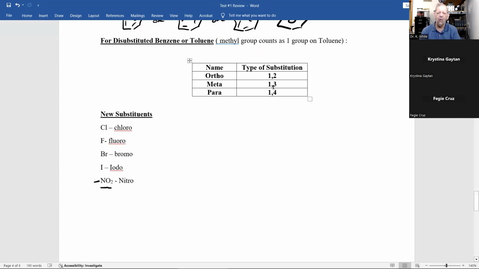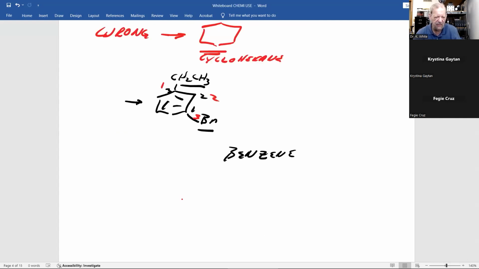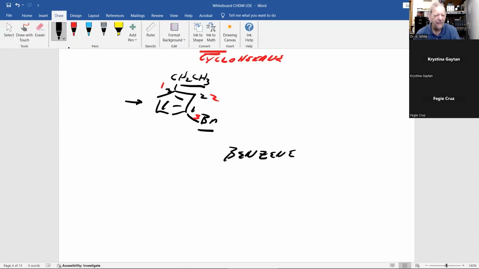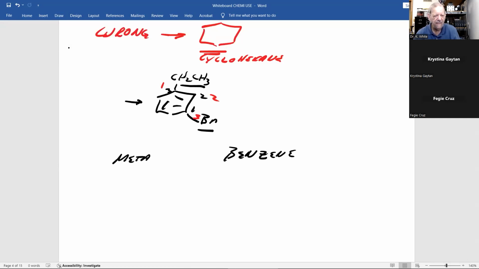And if we go back and look here, 1,3 disubstituted is meta, 1,2 ortho, 1,4 para. But this would be meta. So it would be meta bromo, and this is an ethyl benzene. Now, if you had put meta-ethyl bromobenzene, I would give you full credit because I'm not going to hold you to the alphabetical rule. Don't tell anybody I'm being nice. Shh.